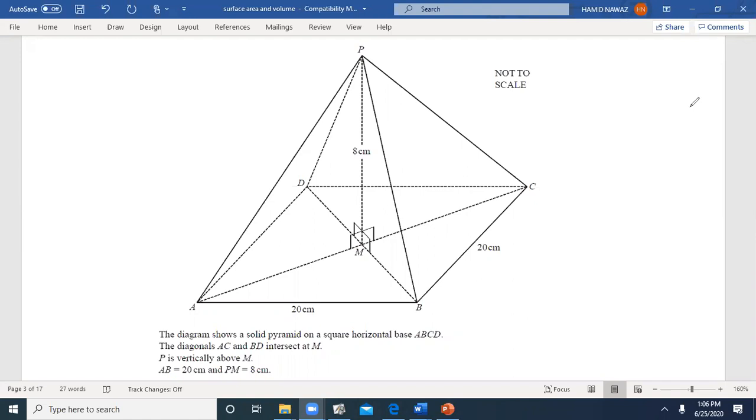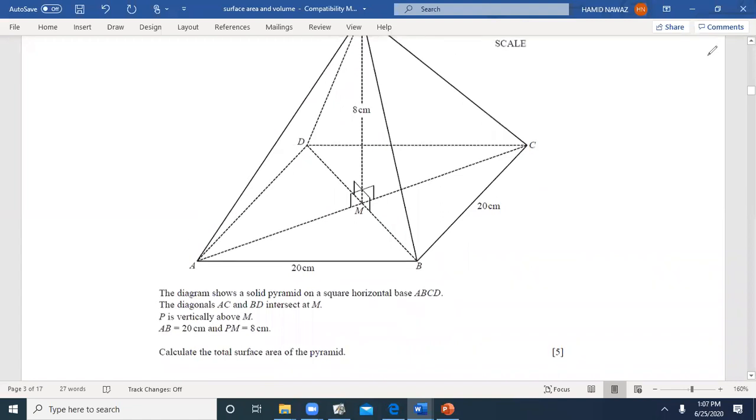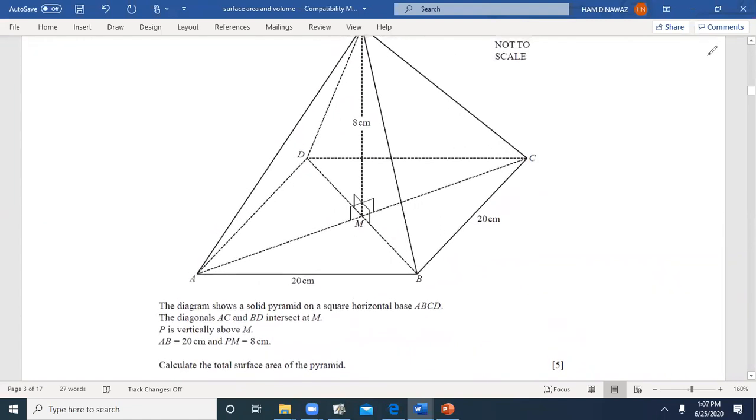So, beta, this is given as a what? Can anyone tell me the name of this figure? It's written already there. Again, it's a solid pyramid. Okay. Seher, raise your hand. What is it? It is called a solid pyramid. What it says, by the way, is the solid pyramid is given. Calculate the total surface area of the pyramid.